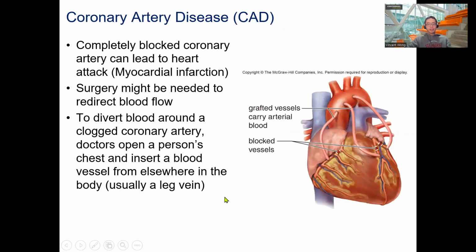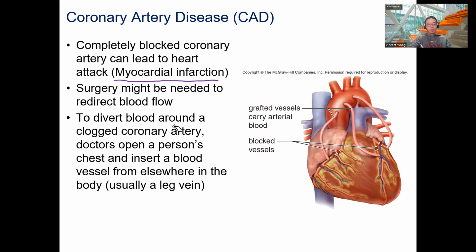So in other cases, if you have a complete blockade, we were talking about partial blockade, right? If you have a complete blockade, then it could lead to a heart attack. And the fancy word for heart attack is myocardial infarction. Infarction means to die. So your myocardium, your heart muscle, died as a result of not getting enough oxygen. If you survive the heart attack, then they might do what's called coronary bypass surgery for you.